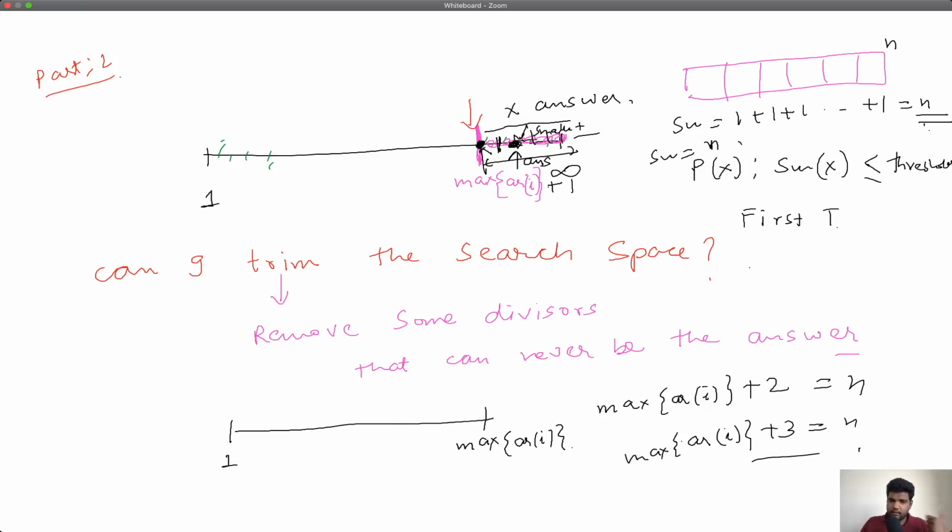You can prove this by contradiction. Let's say this is the largest number in the array, and this is the smallest divisor, this is your answer. Then this will give you some sum which is n. Now you know that this will also give you the same sum n. So you can now contradict that this number is no longer the smallest, but you had assumed that this is the answer, so this is the smallest. So in that line of reasoning, you can say that it's not possible that these numbers will ever be a part of your answer.